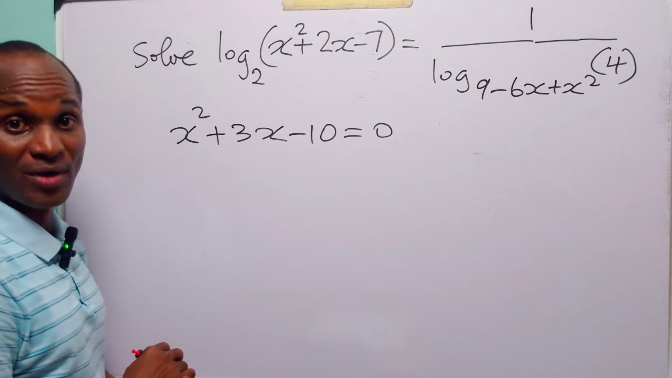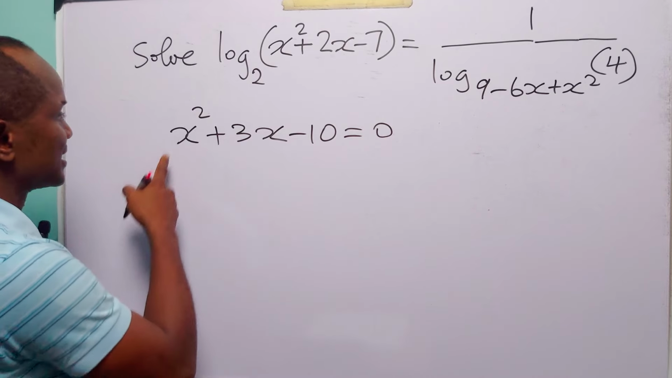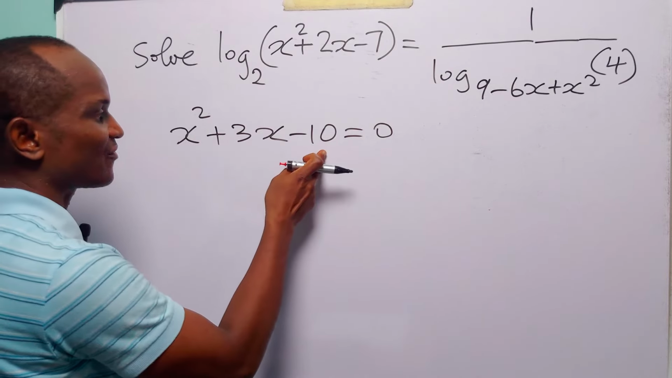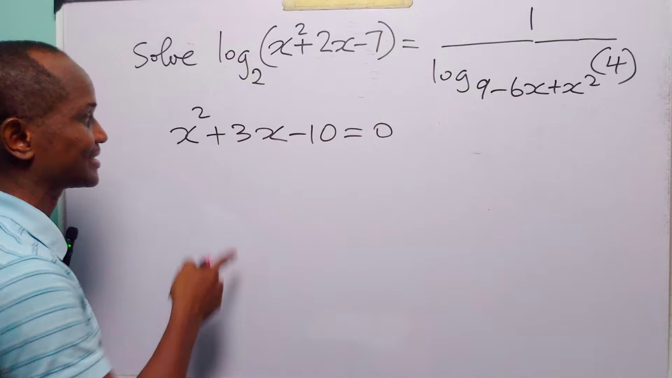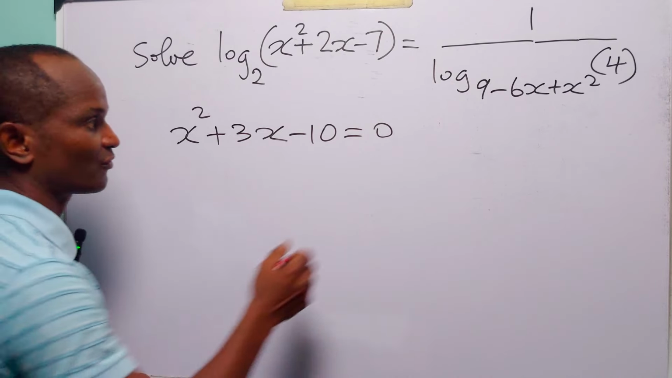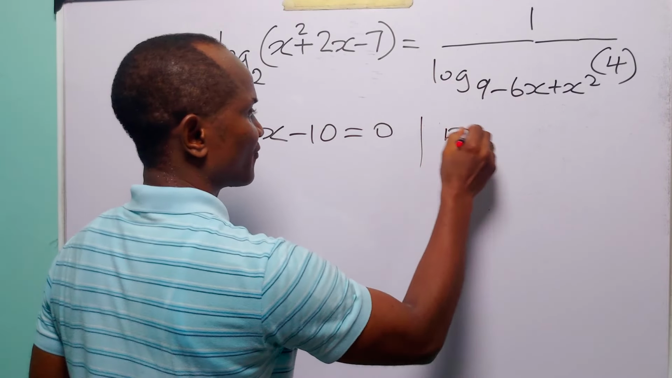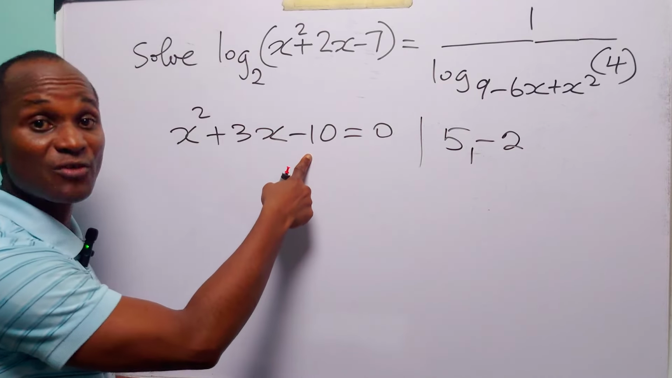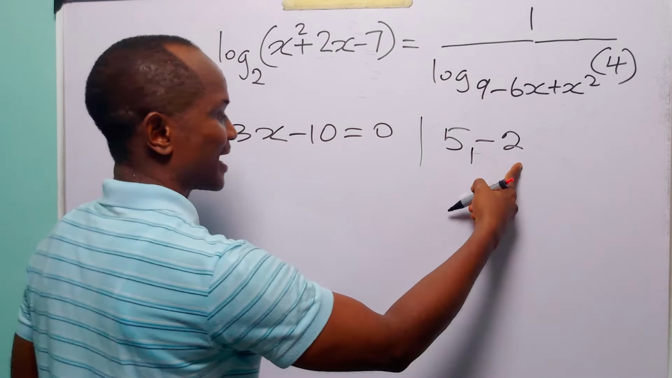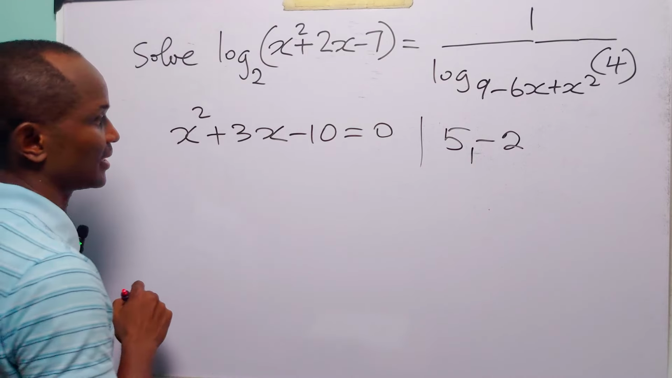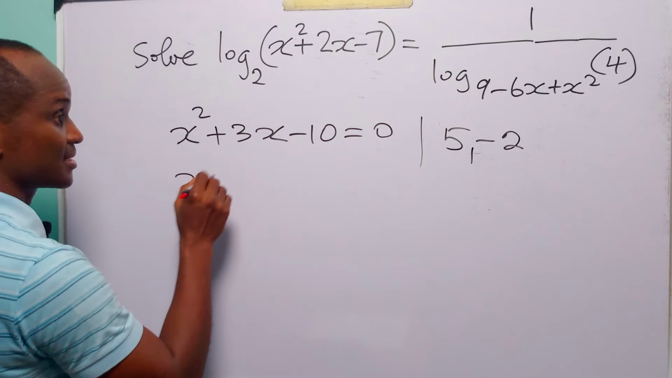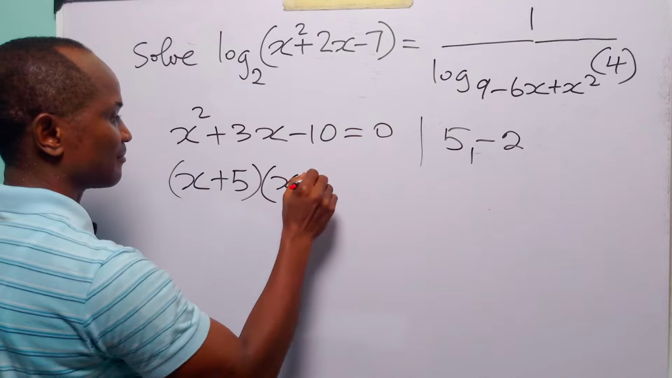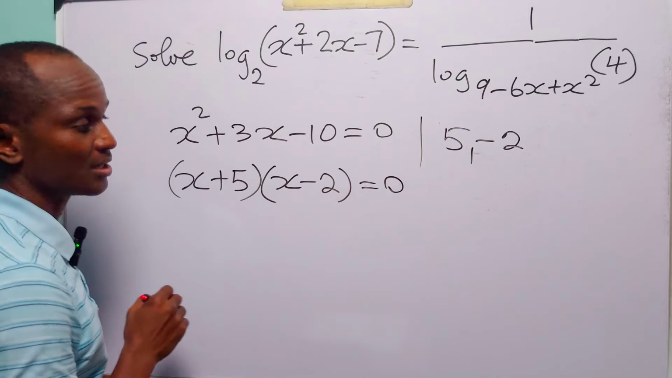Now we can solve this quadratic equation by factorization. Since the coefficient of x squared is 1, all we have to do is to find the factors of minus 10 that add up to plus 3. And of course, those are going to be 5 and minus 2, because 5 times minus 2 is going to give us minus 10, while 5 minus 2 is equal to 3. So we have x plus 5 multiplied by x minus 2 is equal to 0.